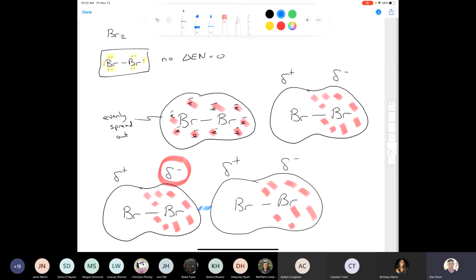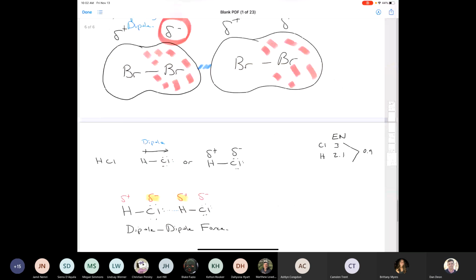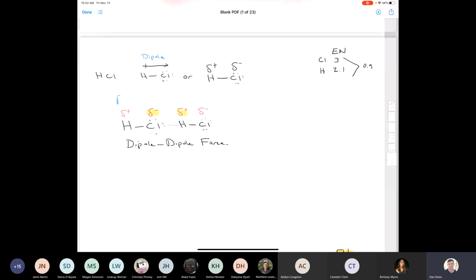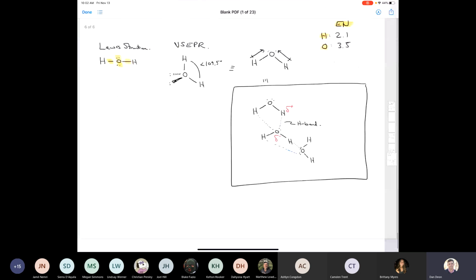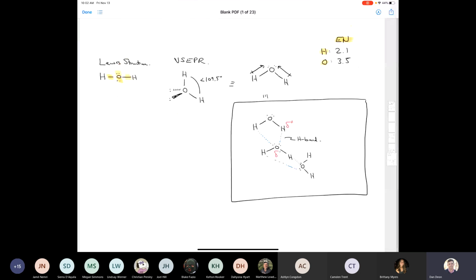So this is not a permanent dipole. This is a temporary dipole. Whereas when we looked at dipole-dipole forces, this is a permanent dipole. It's always stuck there because there's a difference in electronegativity between the hydrogen and the chlorine. And in water, the hydrogen bonding dipole is also a permanent dipole.